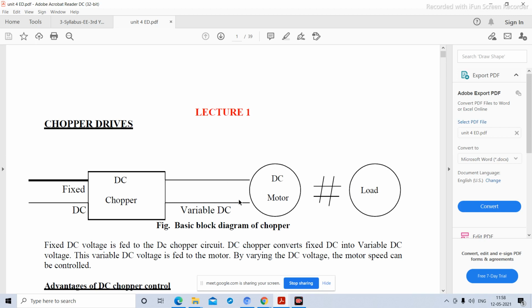If in any way we can control the input voltage of the DC motor, no doubt the speed of the DC motor can be controlled. And in this case, the input of the DC motor can be controlled with the help of a DC chopper. So that's why this drive is called a chopper drive. Chopper drive means the drive which can be controlled with the help of a chopper.